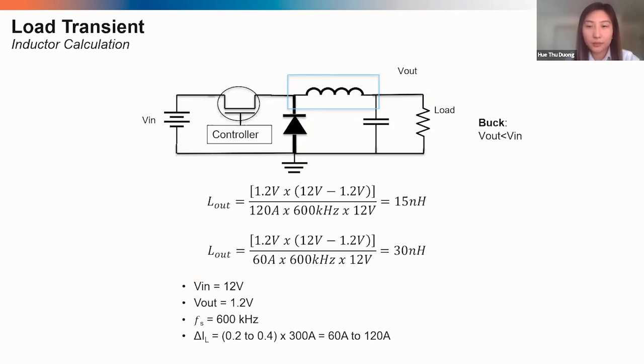And then the bottom equation takes into account the 60 amps. So we have 1.2 volts times 12 volts minus 1.2 volts, all of that divided by 60 amps times 600 kilohertz times 12 volts. And that gives us 30 nanohenries.